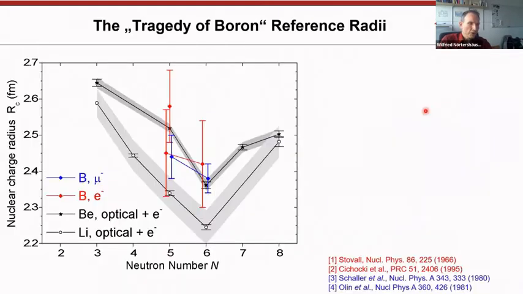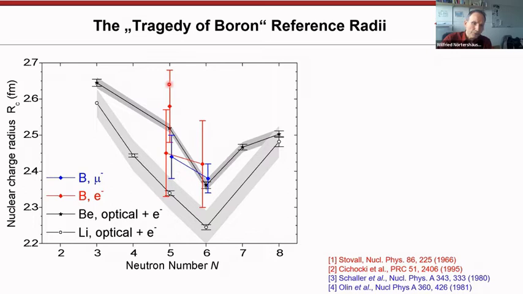So now concerning the reference charge radius in boron, this is really a tragedy, as you can see on this plot. Here you have again the lithium and the beryllium absolute charge radii with their uncertainties. And here plotted are the uncertainties of elastic electron scattering measurements in red for boron 10 and boron 11, as well as from muonic atoms. And what you see is, again, the large uncertainties. This is a measurement from 1991, and this is one from 1966. So not much of an improvement considering the uncertainties.